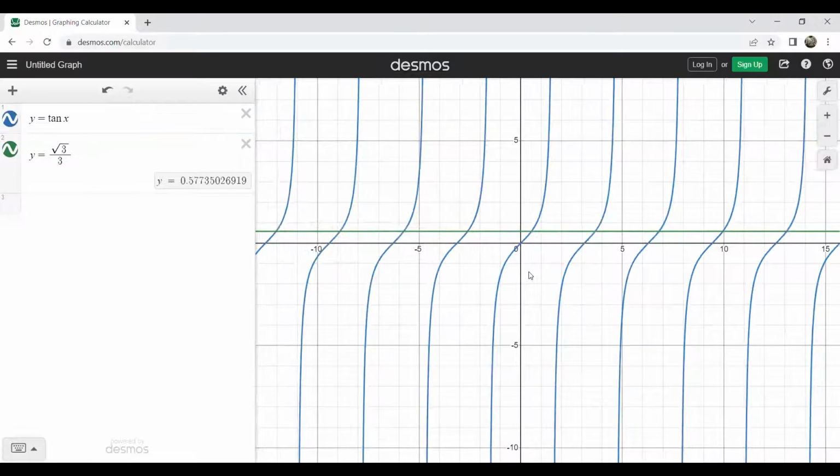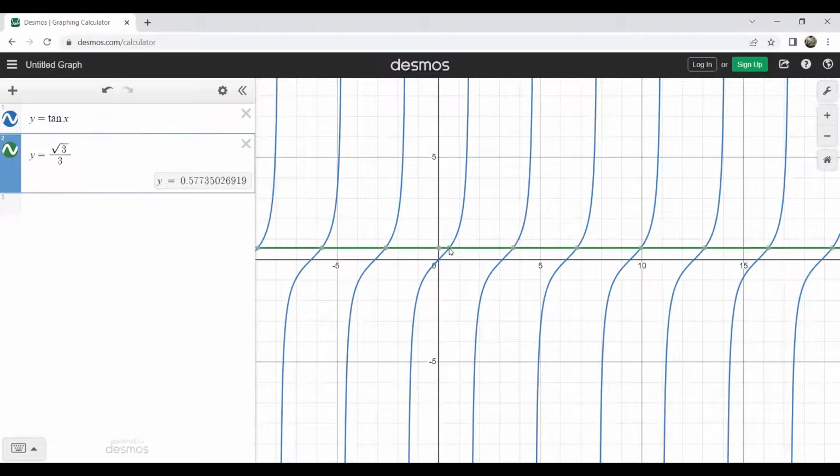Guys, remember that the period of tangent is pi. It repeats itself after pi. So on one interval, what's the intersection between tangent and this horizontal line? It is going to be pi over 6. Okay, so since it repeats itself after pi, we expect the next point to be pi over 6 plus pi, which is 7 pi over 6. So it's going to repeat itself after each pi: 1 pi, 2 pi, 3 pi, 4 pi, and so on.